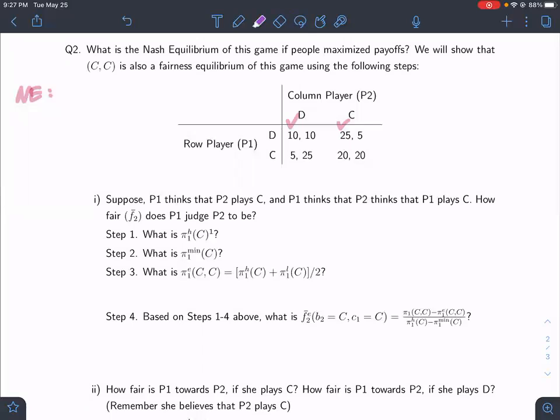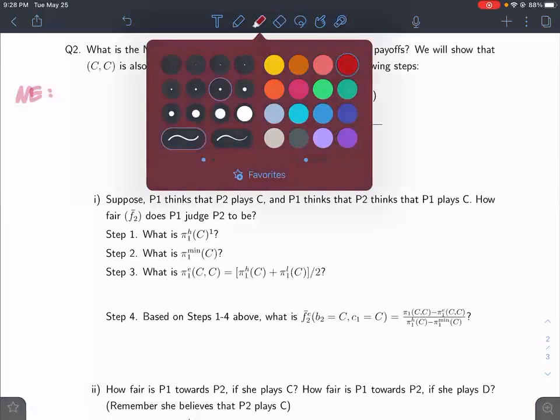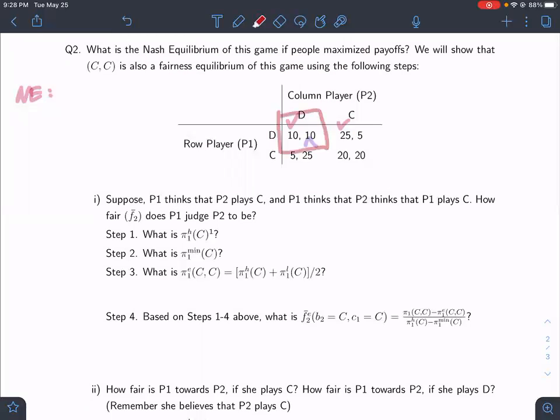And then if the row player or P1 chooses D, then I'm choosing between 10 and 5. 10 is larger, so I will choose this. P2 chooses D. If row player chooses C, he will choose D. So here in the red box, this is the only cell where best responses cross or coincide. Okay, so DD.